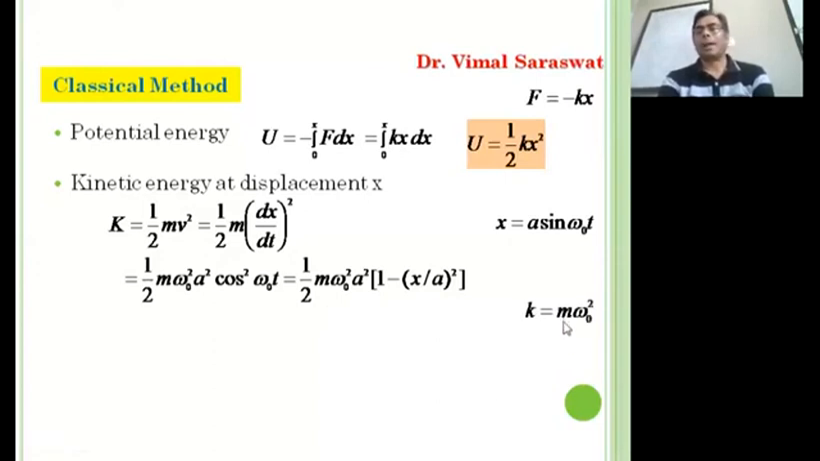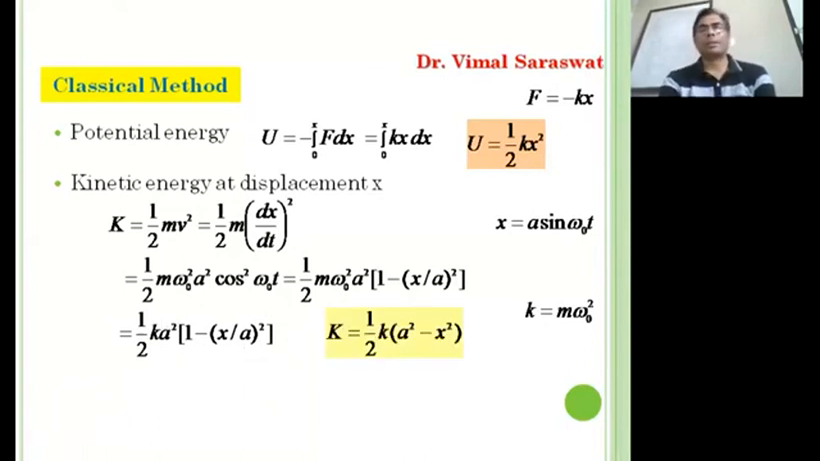But k is equal to m omega naught square. So if we substitute k from here to here, then kinetic energy is equal to half k a square, and in bracket 1 minus x upon a whole square. Or this will be a square minus x square upon a square, and a square will be cancelled out. So the value of kinetic energy will be half k, a square minus x square.